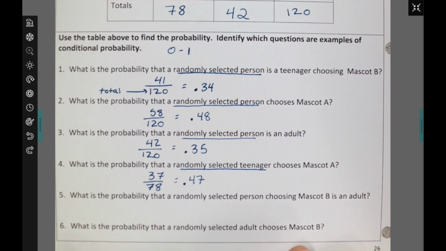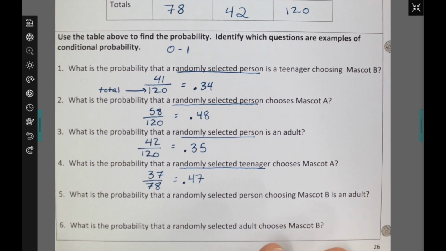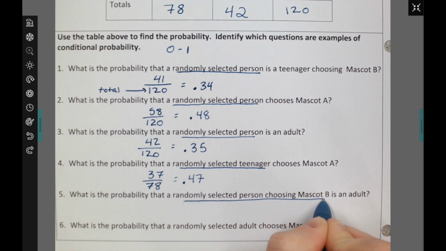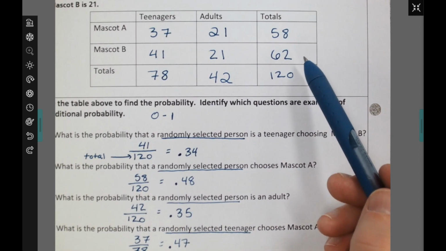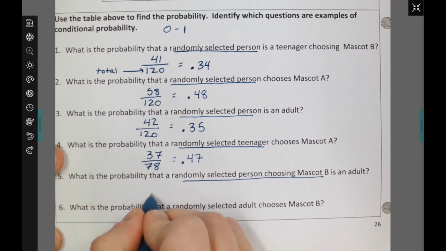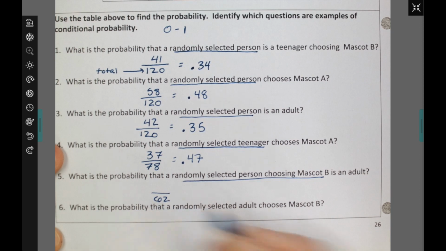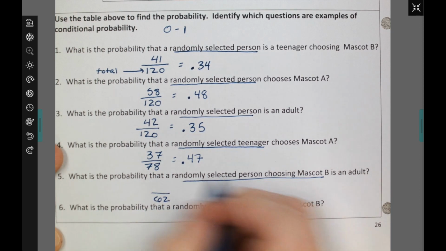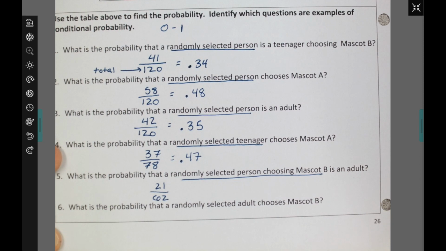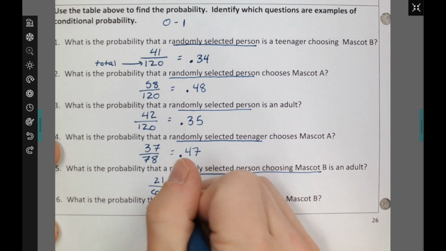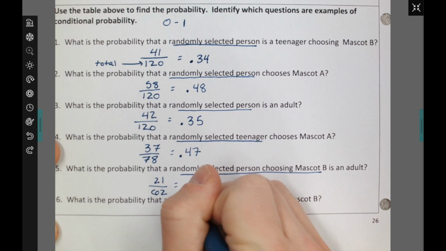5, they want a randomly selected person choosing mascot B. Okay, so I have a randomly selected person who chose mascot B. So we have to look at how many people chose mascot B. There were 62 of them. And they want to know what's the probability that they are an adult. So that leaves us with 21 over 62. Gives me 0.338. I'm going to round it up to 0.34.